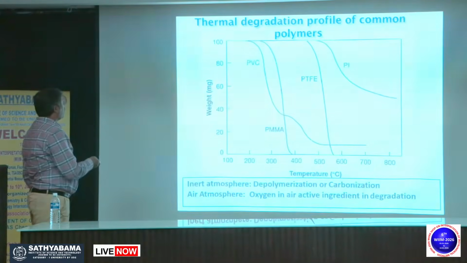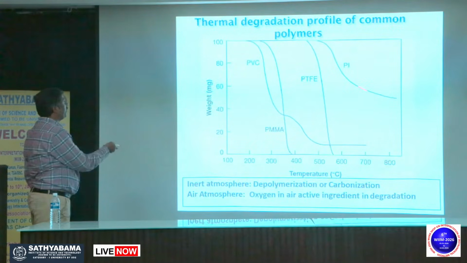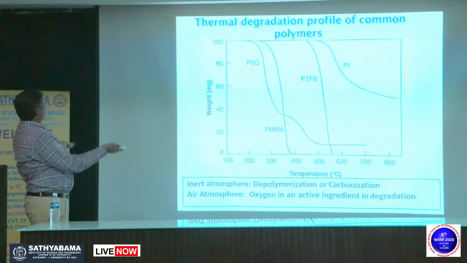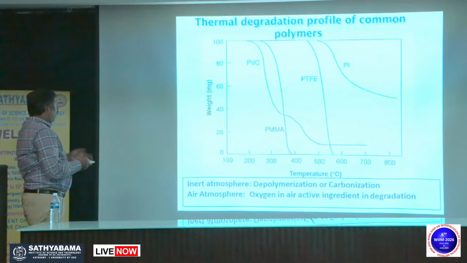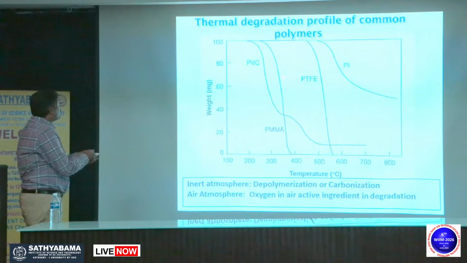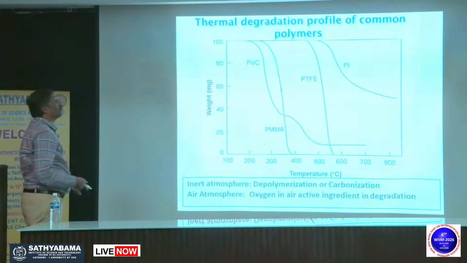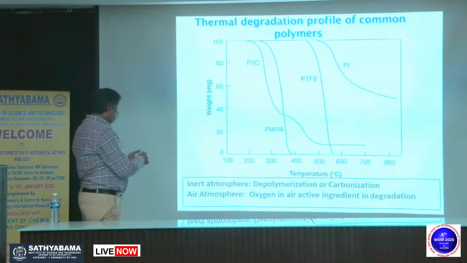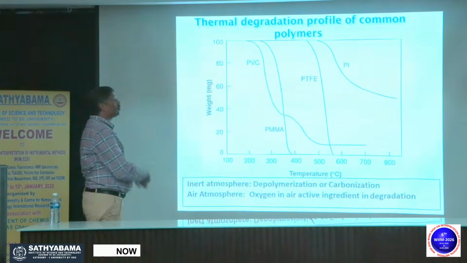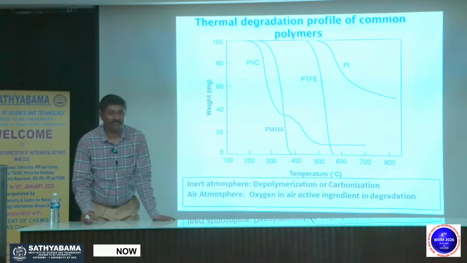Polyvinyl chloride, polymethyl methacrylate, polytetrafluoroethylene. I don't understand, sir, what is in this, nothing is there. What it means is that decomposition is so fast. Until here, nothing happened and here it decomposes. So it shows the stability, though your polymethyl methacrylate is stable, but when it reaches close to the TD, it suddenly collapses.